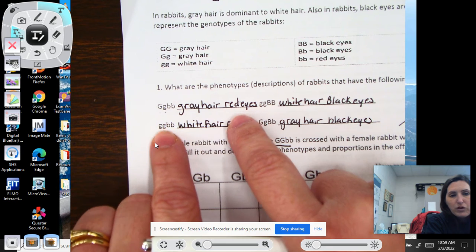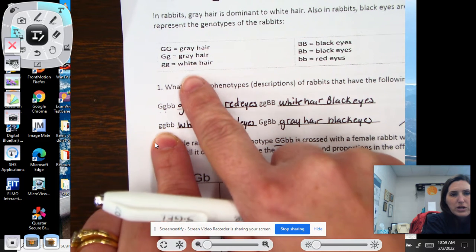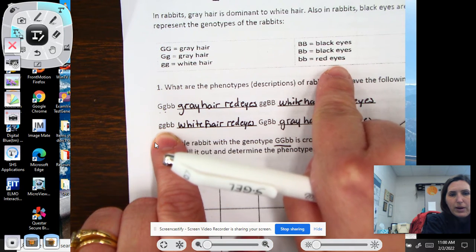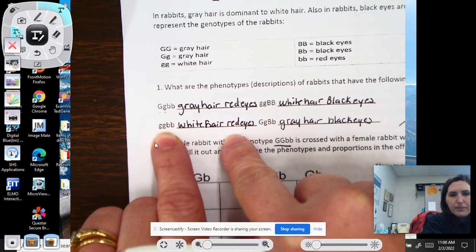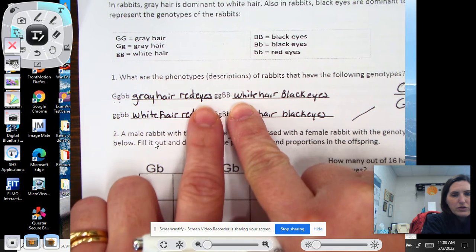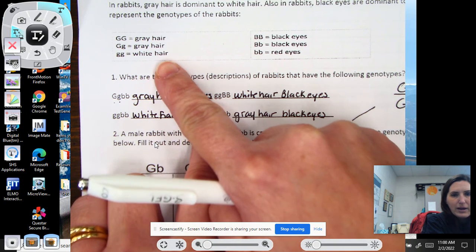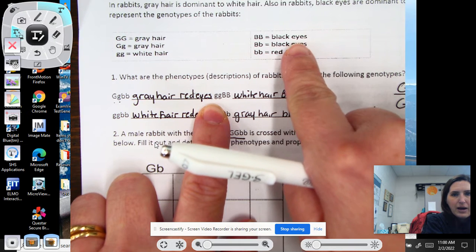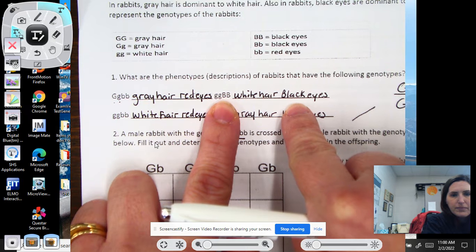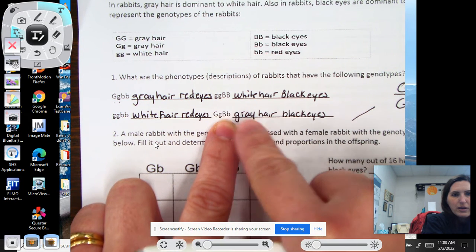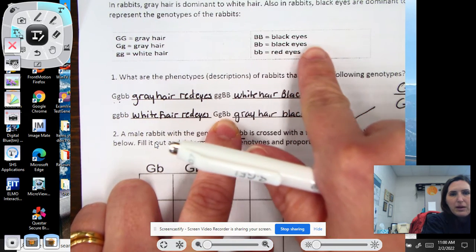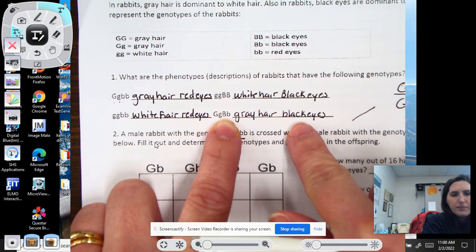Okay. We have two homozygous recessives. So little g, white hair. And then little b, red eyes. Okay, the next one, we have little g, and big B. So we have a white hair and black eyes. Anytime we have a capital letter B, we have black eyes. All right, and the next one, two heterozygous for both traits. We have a capital G, so we have to have gray hair, and a capital B, so we have black eyes. Okay.